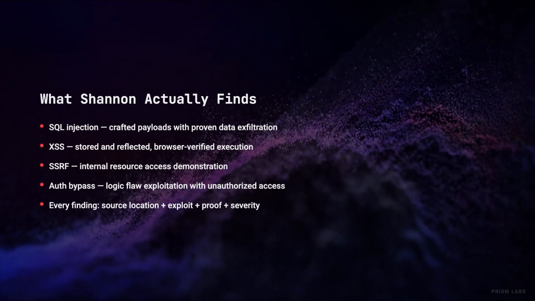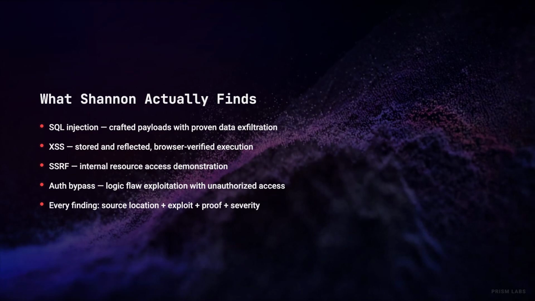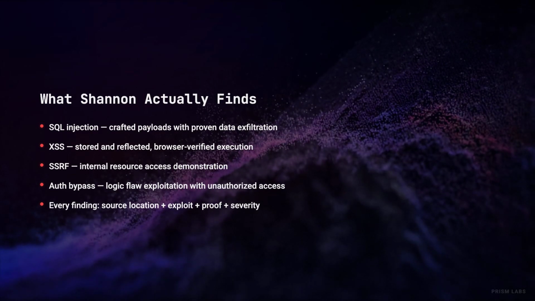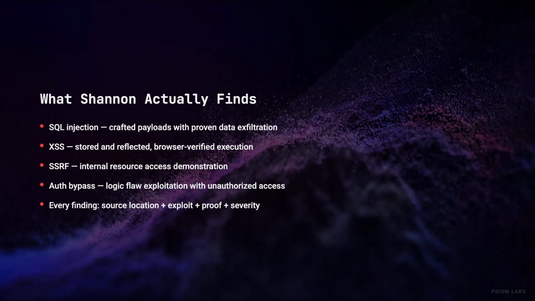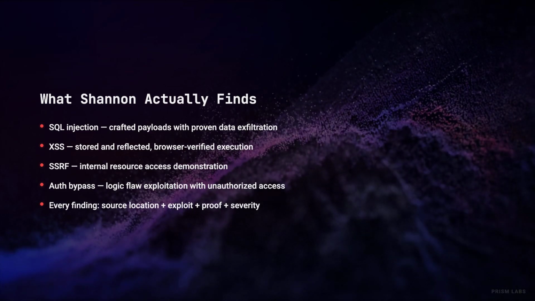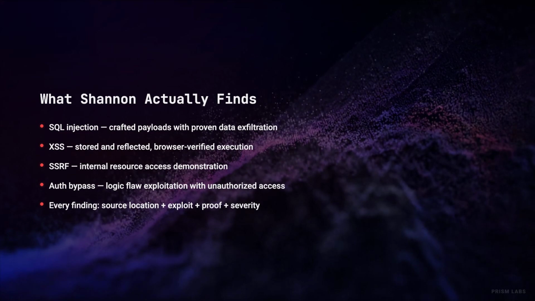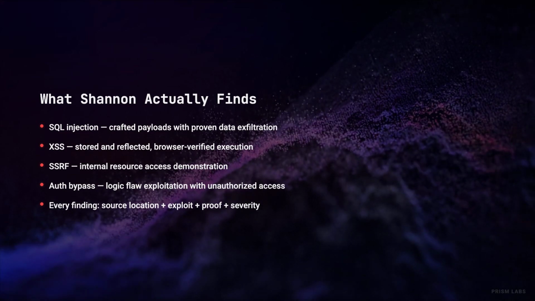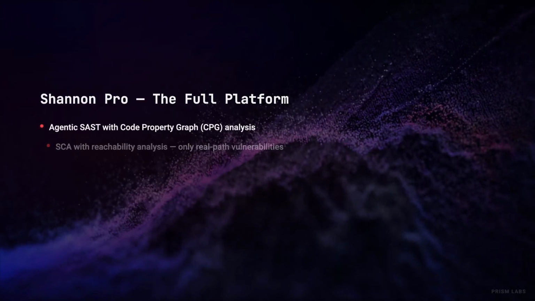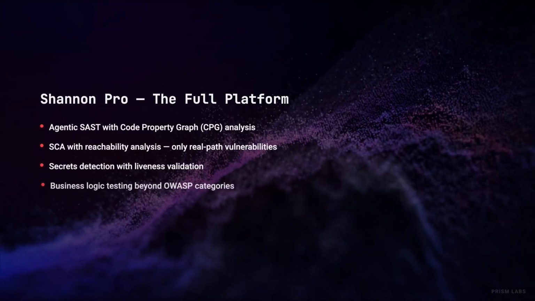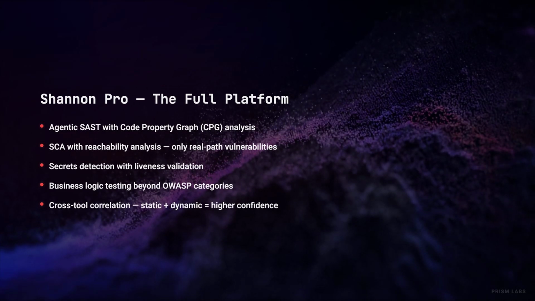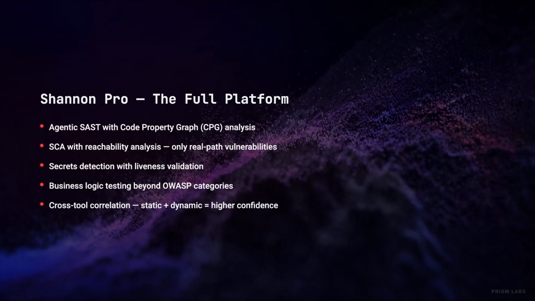Every finding comes with the exact source code location, the exploit payload, the response proving the vulnerability, and a severity rating. This is the kind of evidence that security teams can act on immediately without additional verification. Shannon Lite is the open-source pen testing framework. Shannon Pro is Keycraft's complete application security platform that builds on top of it.